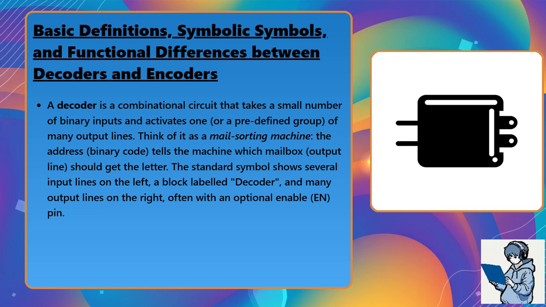A decoder is a combinational circuit that takes a small number of binary inputs and activates one or a predefined group of many output lines. Think of it as a mail sorting machine. The address binary code tells the machine which mailbox output line should get the letter. The standard symbol shows several input lines on the left, a block labeled decoder, and many output lines on the right, often with an optional enable pin.